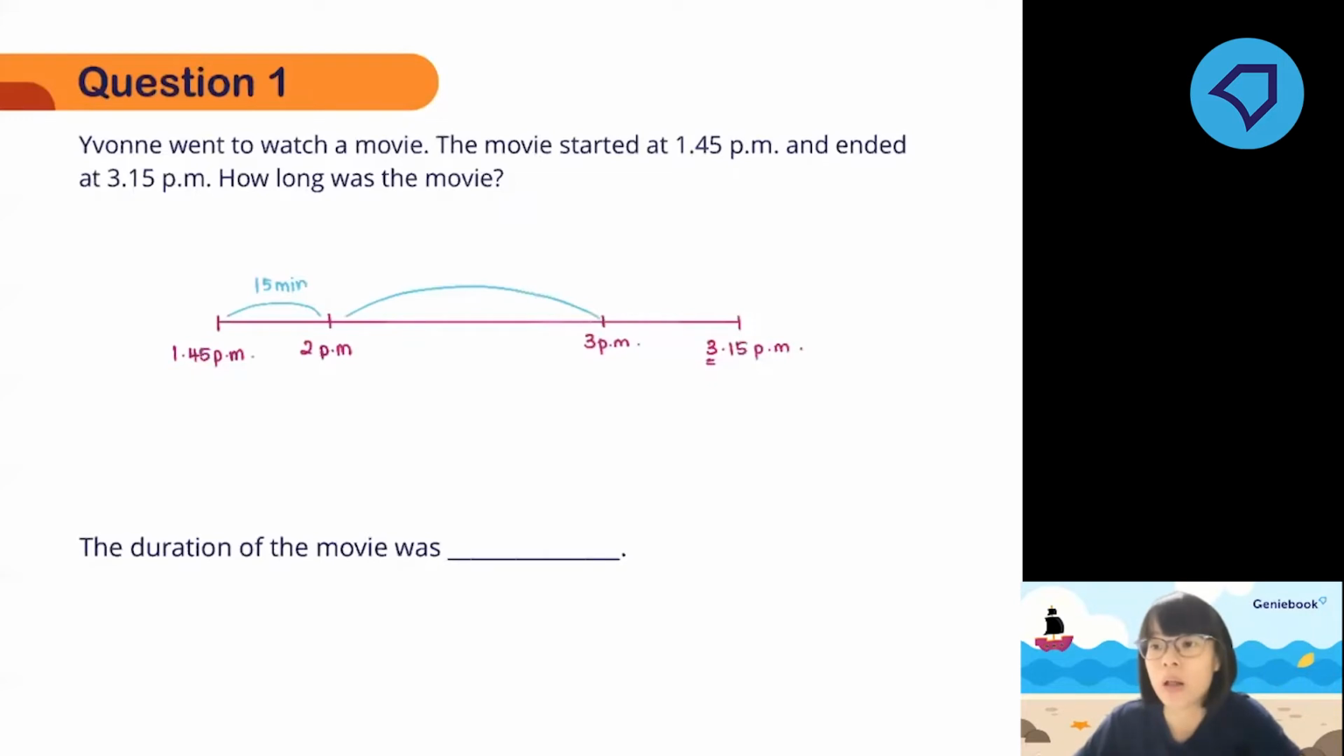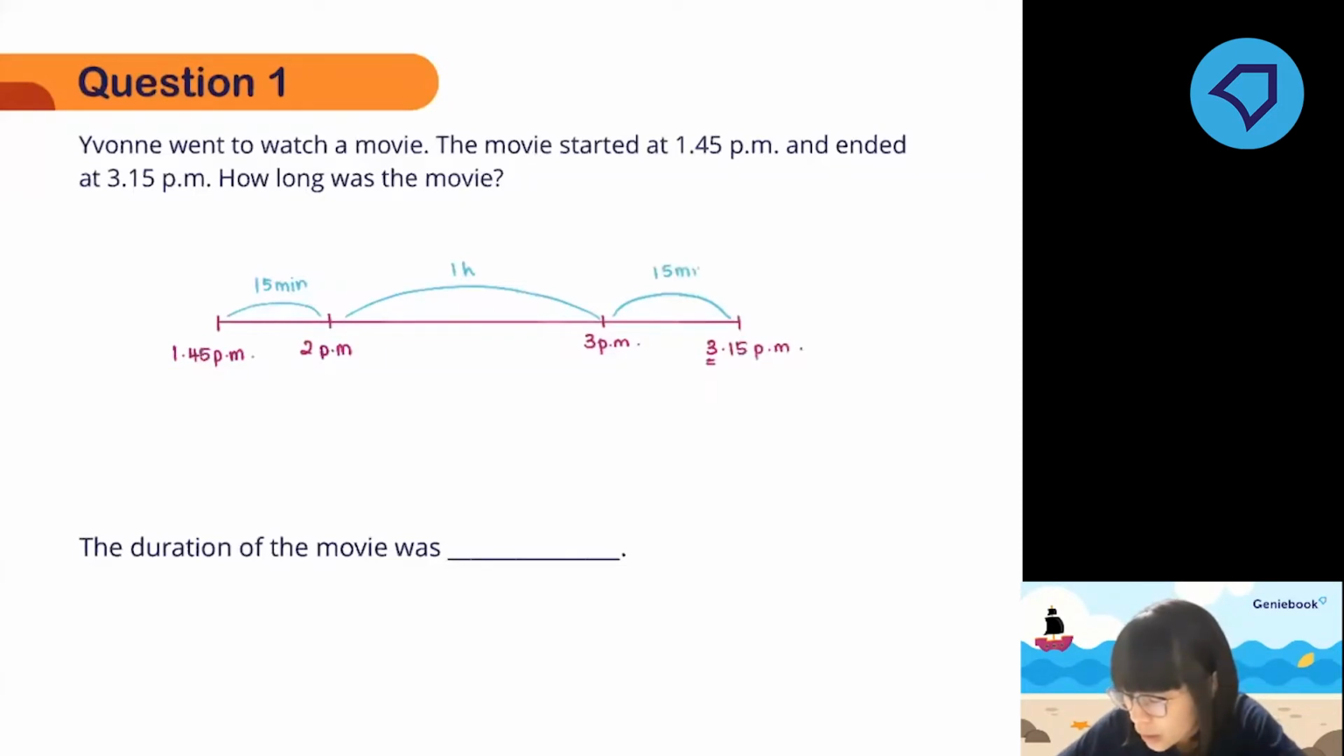to 3 p.m. would be how long? 1 hour. This one easy, right? All of you should get this one. 2 p.m. to 3 p.m. is 1 hour. 3 p.m. to 3:15 would be how many minutes? 15 minutes. This one is also quite straightforward, right? 3 p.m. to 3:15, it would be 15 minutes.